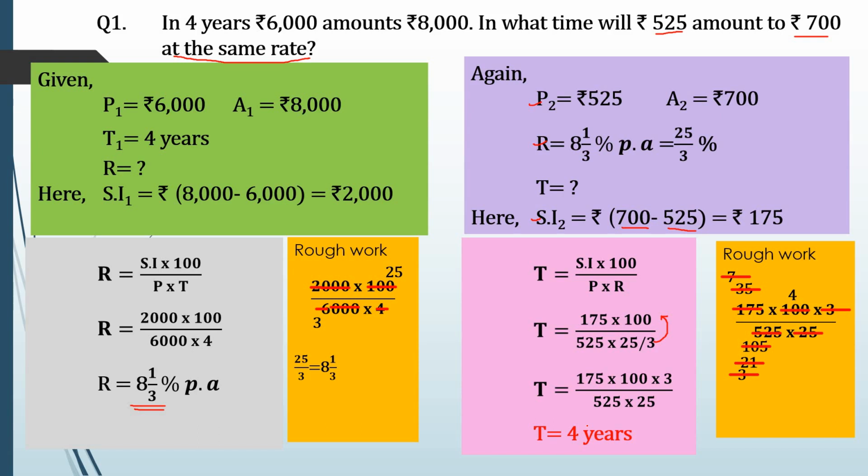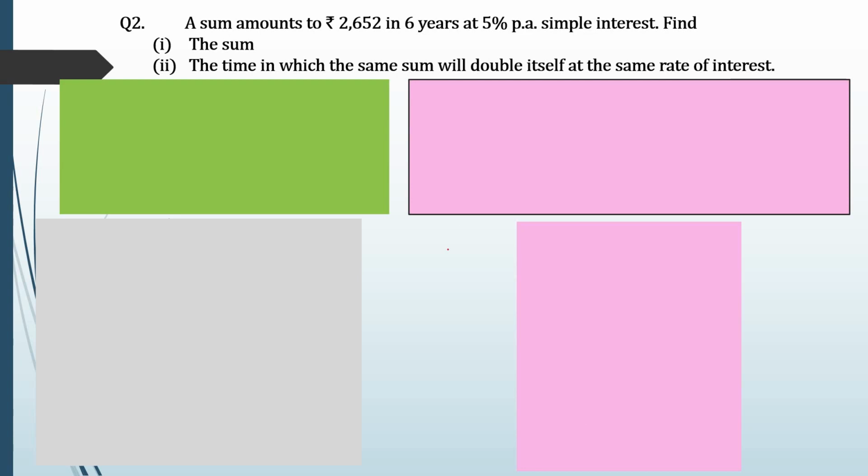So from one condition we'll find out the unknown variable, and using that same variable we'll solve the question according to the second given condition. Is that clear, boys? Let us try one more question.